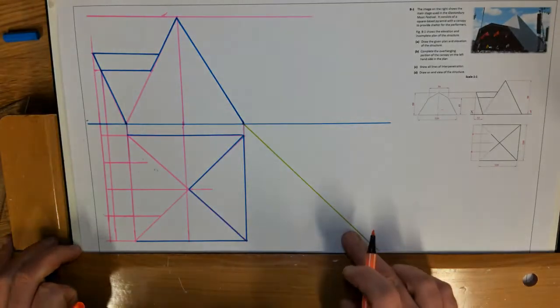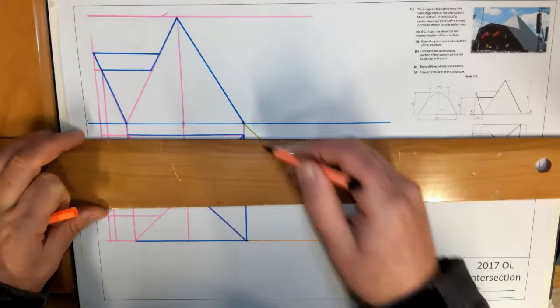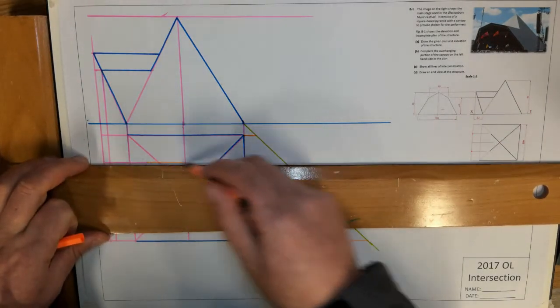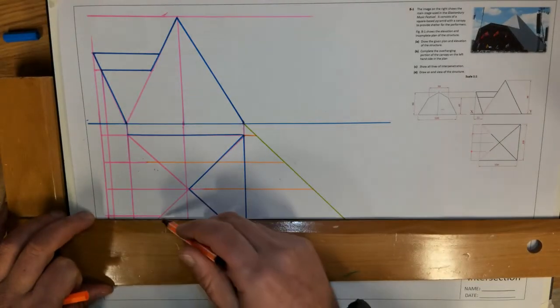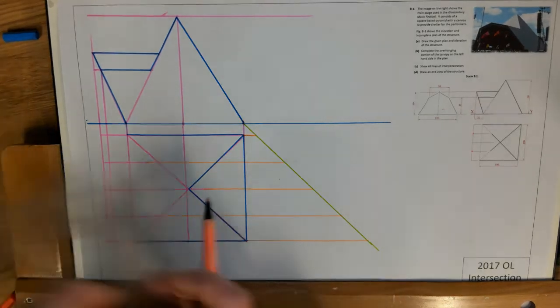So I'm just going to get into the habit of using the 45-degree line this way, because I think that's what most of you are used to, and in a lot of ways it's probably the easiest way. So I'm going to bring these across to meet the 45-degree line for the end view. I think that's them all, and then I'll bring them together.